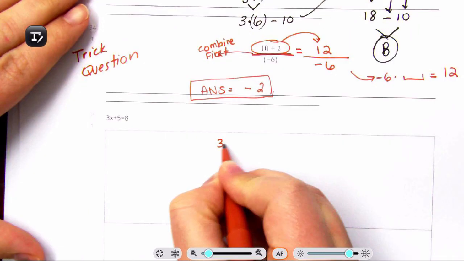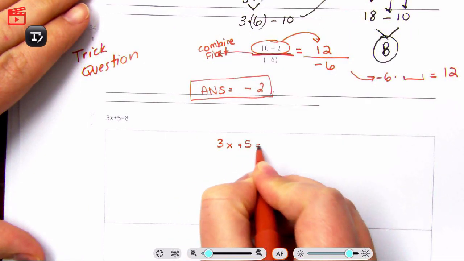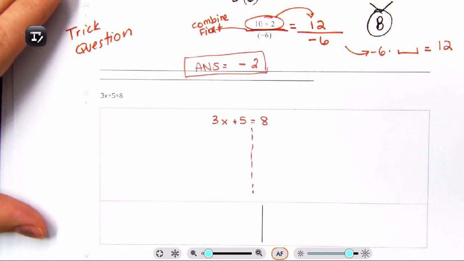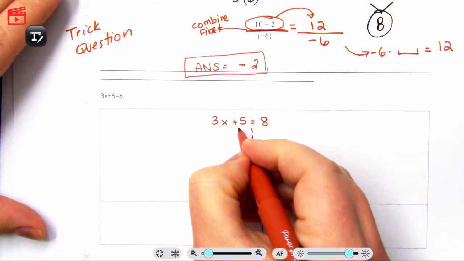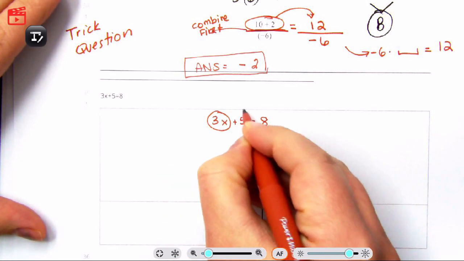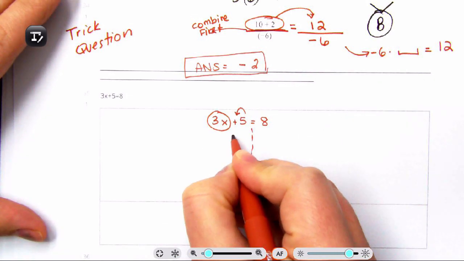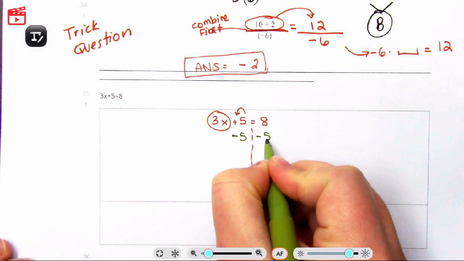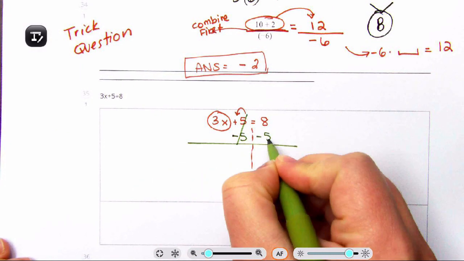Here we have 3x plus 5 is equal to 8. Now these are 2-step equations. I will only be testing you on 2-step equations. Here we have the 3x. We need to get rid of this positive 5. So I'm going to subtract. Let me switch pens. I'm going to subtract 5 from both sides. So I have 5, 6, 7, 8.